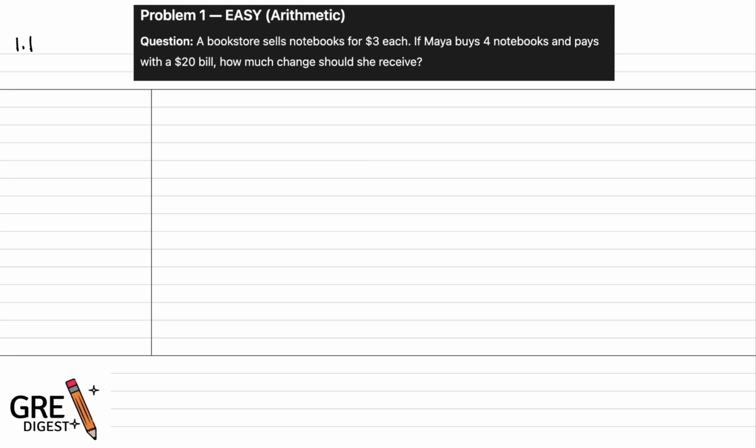So the question reads, a bookstore sells notebooks for $3 each. If Maya buys 4 notebooks and pays with a $20 bill, how much change should she receive? So just to write what we know here, notebooks are $3. She bought 4. She pays with a $20 bill. So we need to find how much change she should receive.